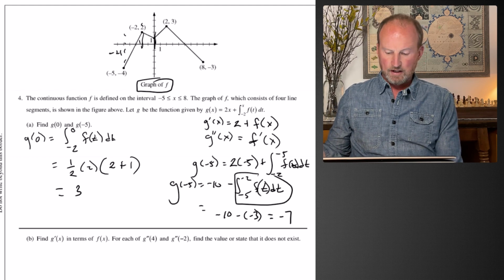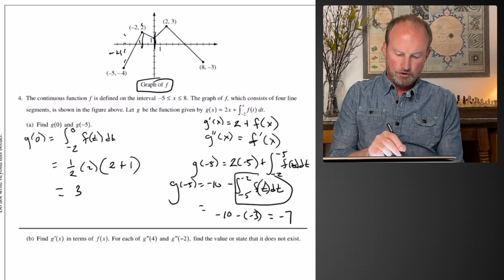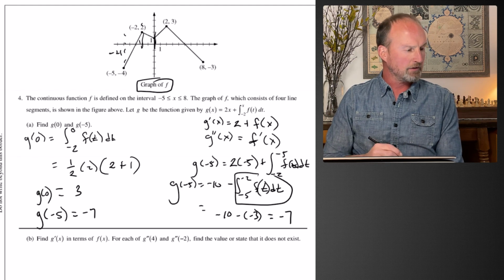And so g of -5, I'll just summarize: g of 0 equals 3, g of -5 equals -7.